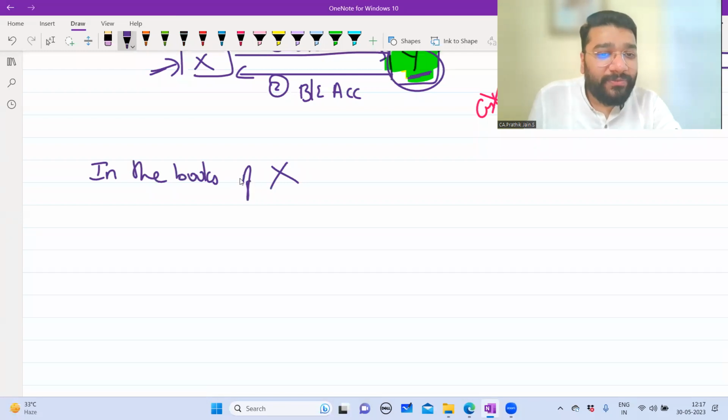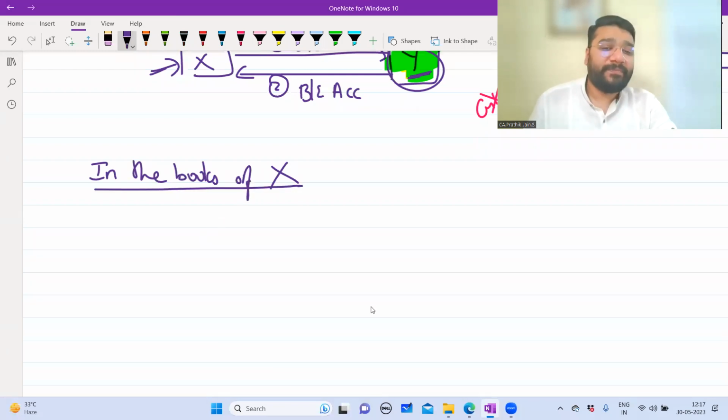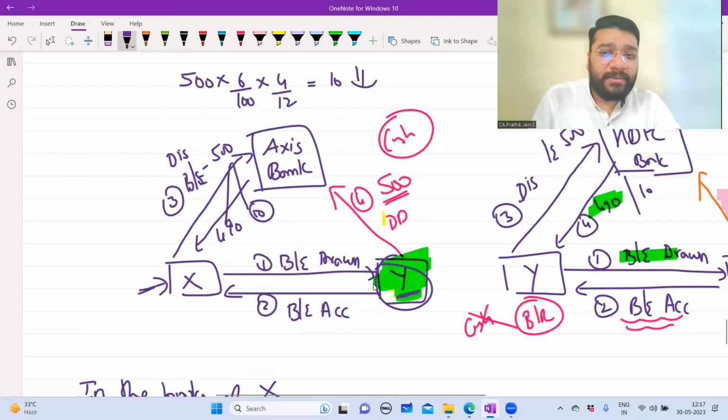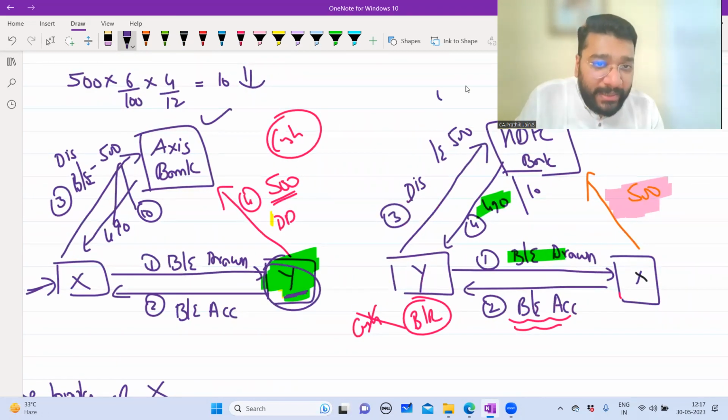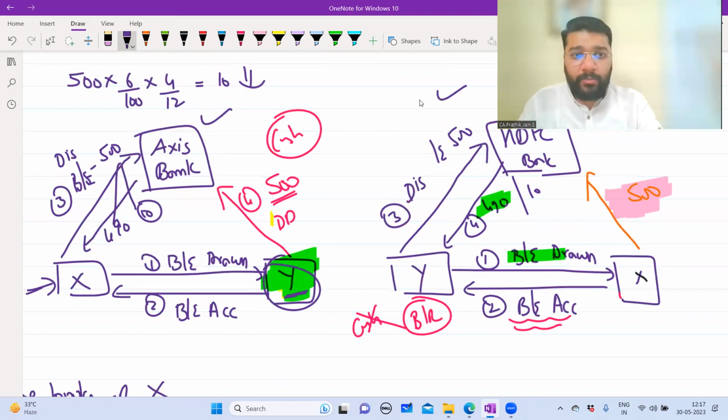In the books of X. Guys, now when I record both this scenario and this scenario, both we have to record. So don't miss it, okay? We have to record both the scenarios.